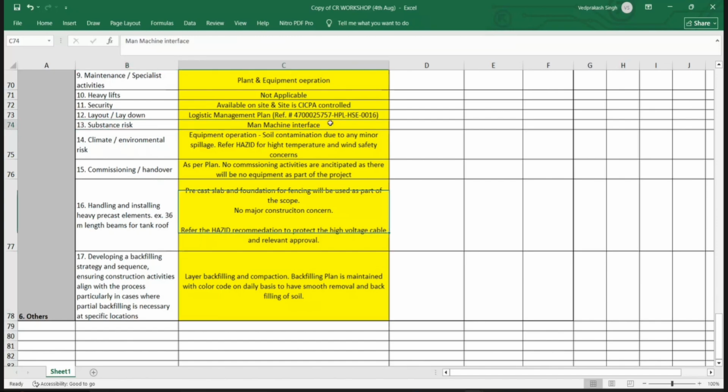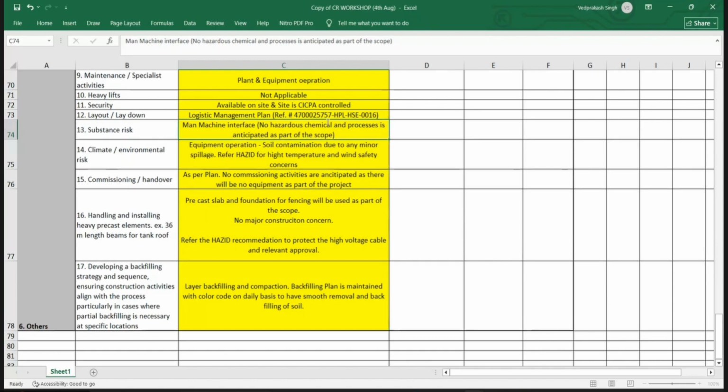Yeah, that's clear. Okay, let me clarify so that no hazardous chemical and processes. Correct? Yeah. Clear now. Okay, guys.